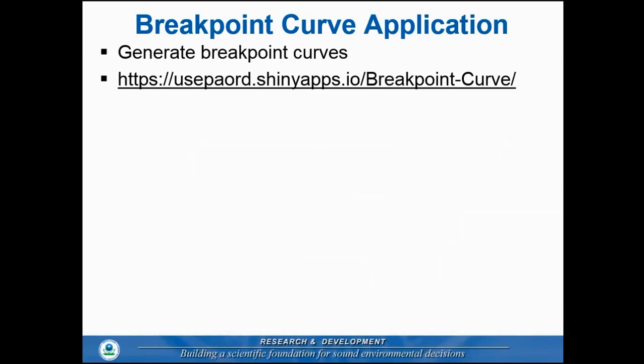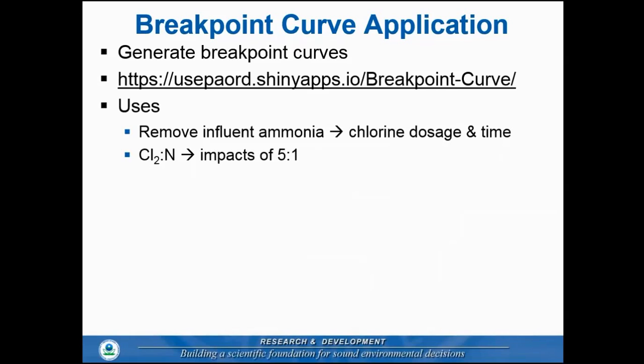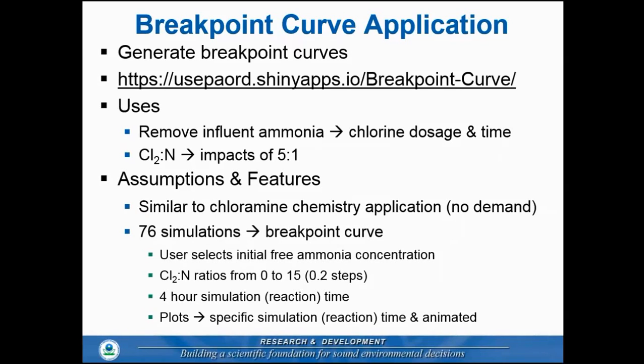So the breakpoint curve application is located at this link. And some of the uses I see for this are, one, it gives you a first cut of how much chlorine it's going to take to remove any influent ammonia if you are breakpointing, and also the time involved in that, because that's something the breakpoint curves usually don't address. Also, it gives you an idea, if you're operating close to 5-to-1, of what that means in terms of forming other chloramine species, and it depends on pH. And then finally, some assumptions and features of this.